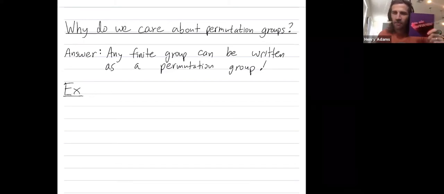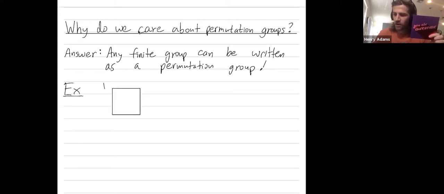I'm going to think of this as a permutation group, and we're going to permute the corners of the square. All right, so in my picture, I'm going to draw a square, and let me give names to the corners. So I have corner 1, 2, 3, and 4. The rotation by 0 degrees corresponds to the identity permutation that maps corner 1 to 1, 2 to 2, 3 to 3, and 4 to 4.